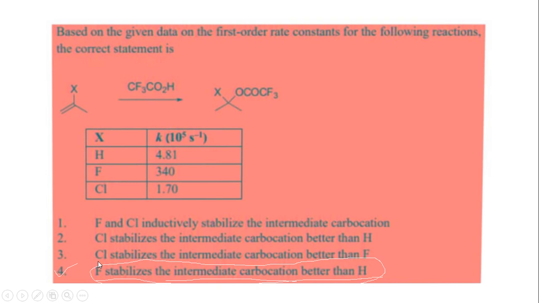And in the third case, chlorine stabilizes the carbocation better than fluorine. This option is also wrong, as fluorine has a higher rate constant compared to chlorine. And the fourth option is the better one, that is, fluorine stabilizes the intermediate carbocation better than hydrogen. That is, the rate constant is greater in case of fluorine compared to hydrogen.